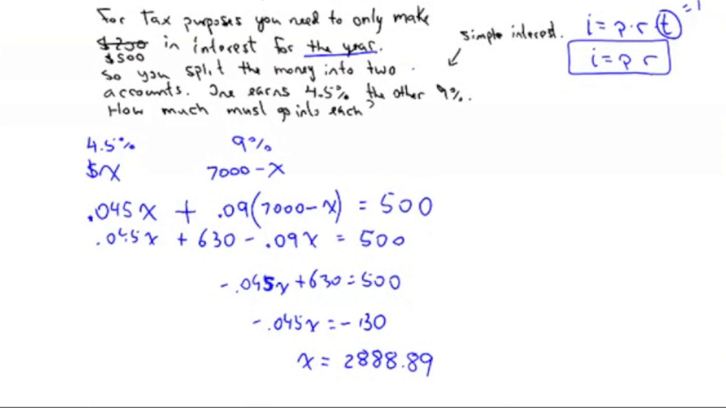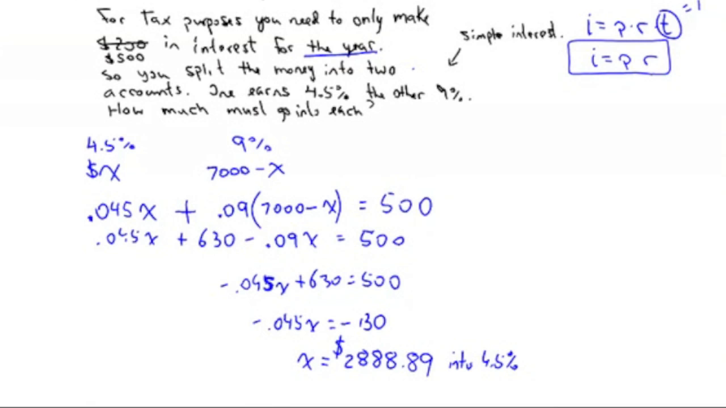In my list of how to solve an equation, I forgot one step. The last step is answer the question. How much money went into both accounts? Well, what is this? It's money. I need a dollar sign in front of it, and I need to say where it's going. Well, where's it going? Into the 4.5%.